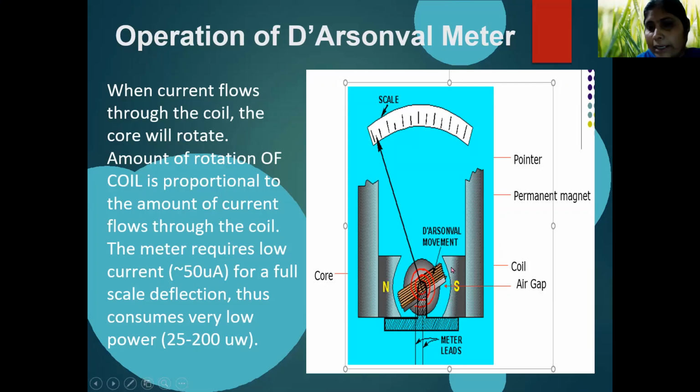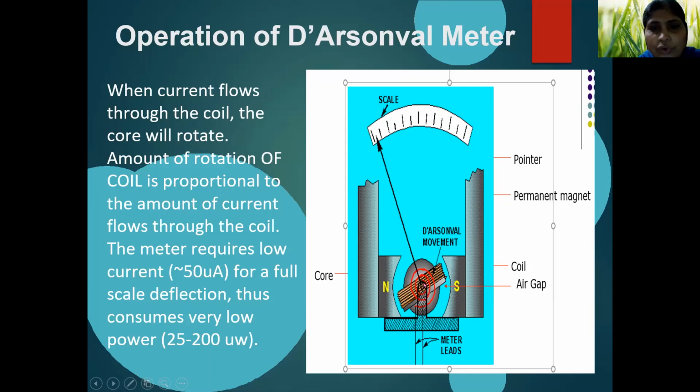The north pole and south pole are the poles of the permanent magnet. This is creating magnetic field. When the current starts flowing through the coil, electric field is also generated. So the electric field and the magnetic field will interact with each other, and because of this, a force is generated and the coil starts moving. And since this pointer is connected to the coil, the pointer also starts moving.